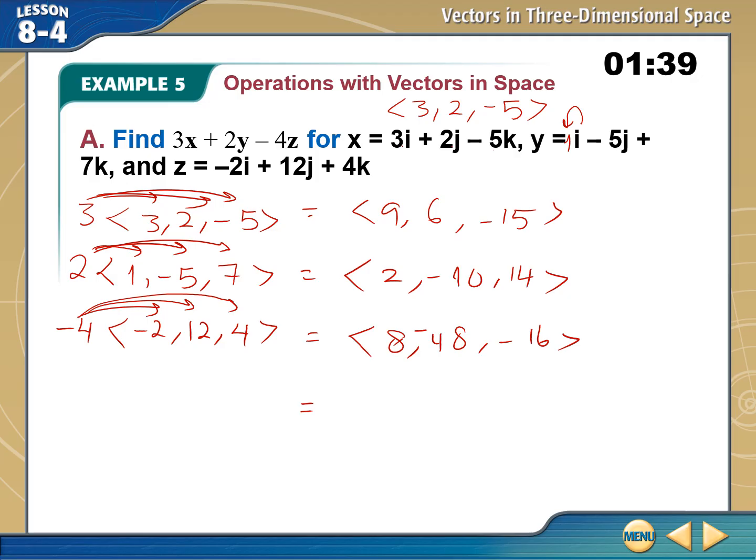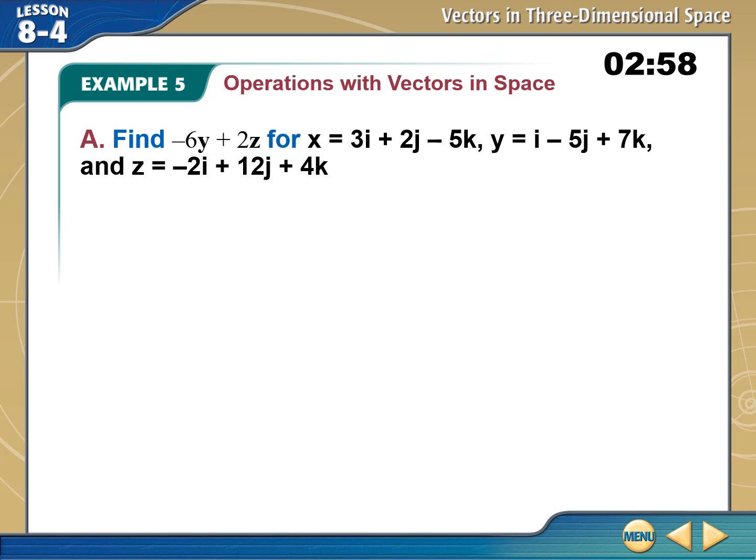Okay, now add them all together because adding is easier than subtracting. 9 plus 2, 11, 11 plus 8, 19. Then 6 minus 10 is negative 4, negative 4 minus 48, it's negative 52. Negative 15 plus 14, negative 1, negative 1 minus 16 gives us negative 17.